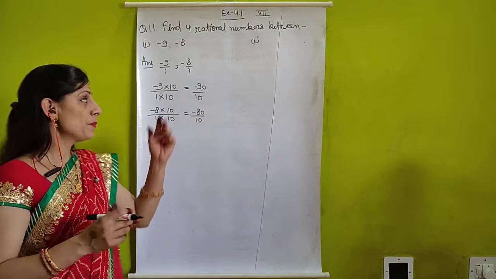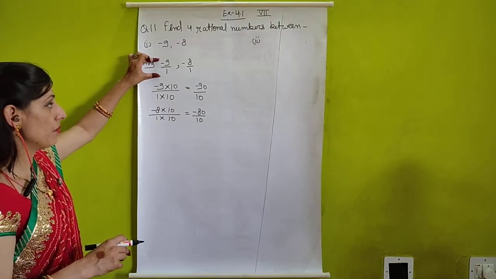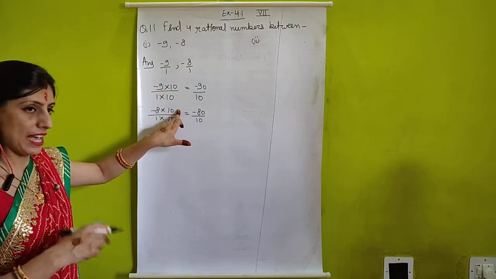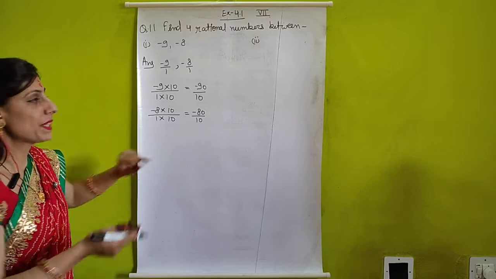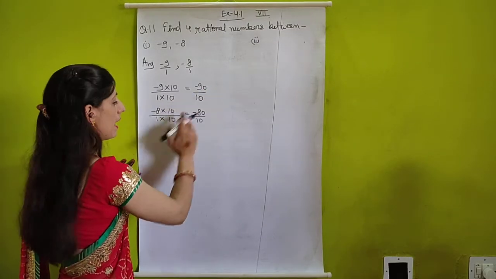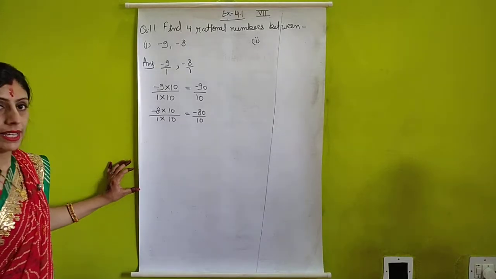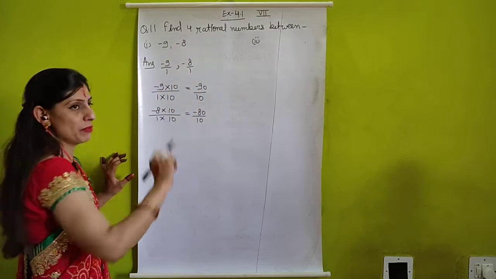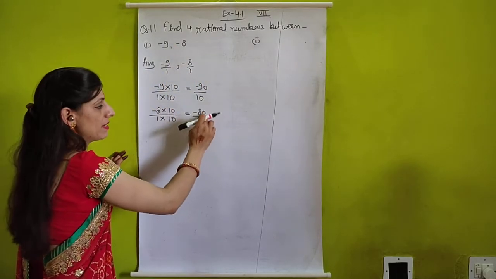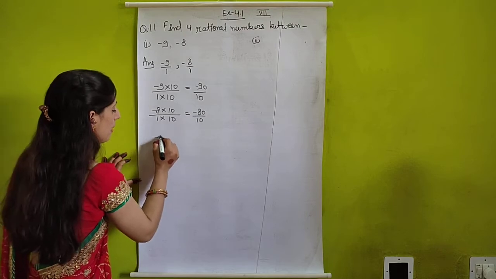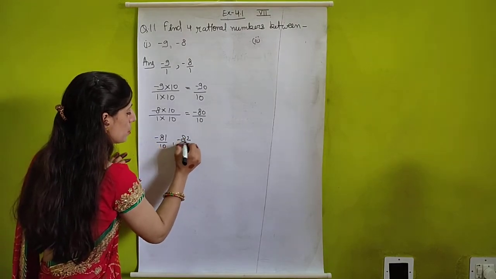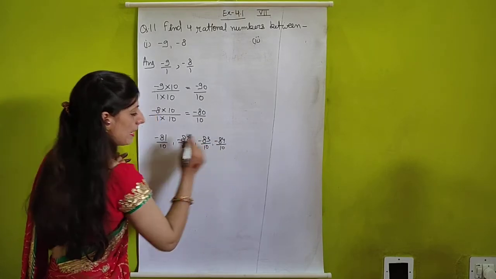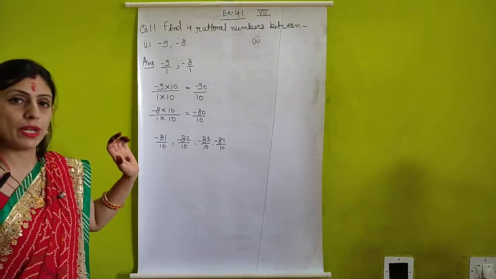Now you can see here, I have multiplied minus 9 upon 1 with 10 upside and downside. Minus 8 upon 1 again with 10 I have multiplied upside and downside. Now I have got minus 90 upon 10 and minus 80 upon 10. Now students, you can find four rational numbers between minus 90 upon 10 and minus 80 upon 10, like minus 81 upon 10, minus 82 upon 10, minus 83 upon 10 and minus 84 upon 10 and so on. So many rational numbers like this you can find.